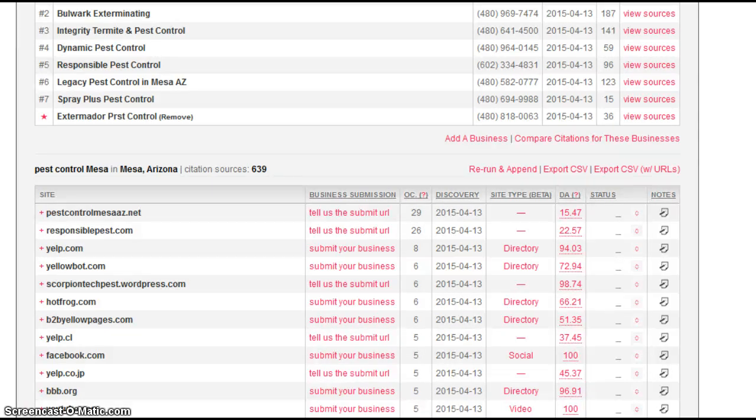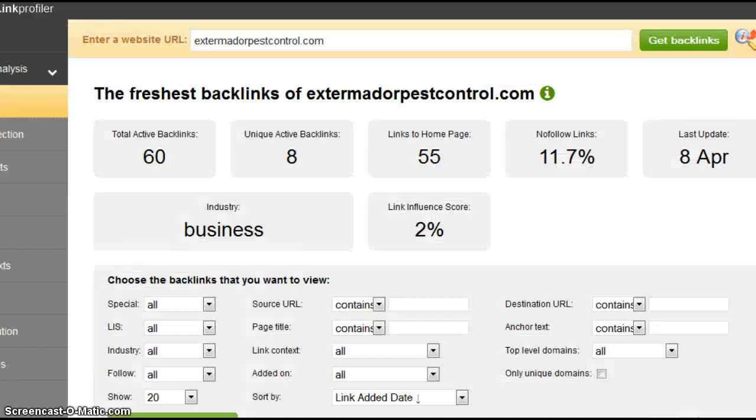Okay, so that's citations. The second and last factor I want to talk about today, which is the most important, by the way, is something called backlinks. Now, a backlink is a link to your website from another website. As an example, there was a website called mesapestcontrolsupplies.com, and on their website they had a link to extermadorpestcontrol.com. That's considered one backlink for you, okay? Search engines like backlinks even more than they like citations. Again, for similar reasons, they feel it makes you more legitimate as a business. Therefore, they want to rank you higher than someone who has fewer backlinks than you do.